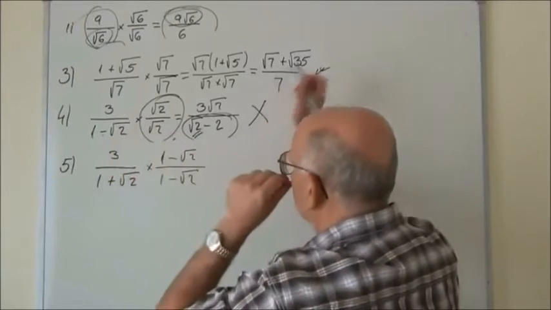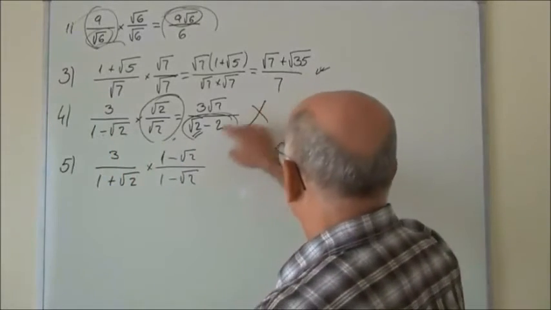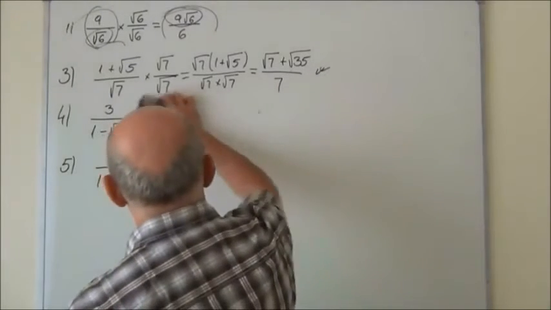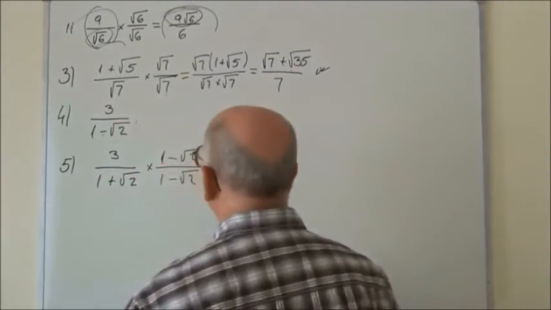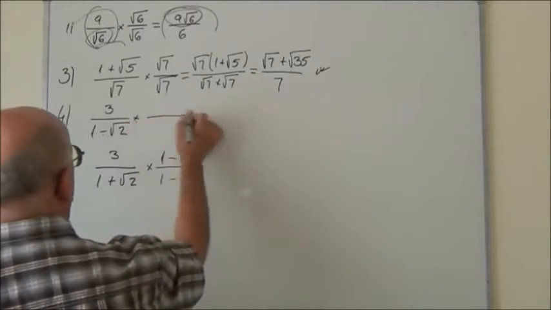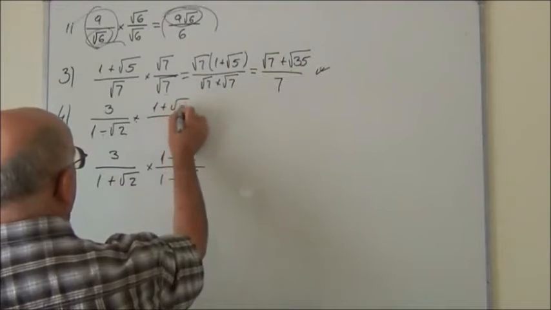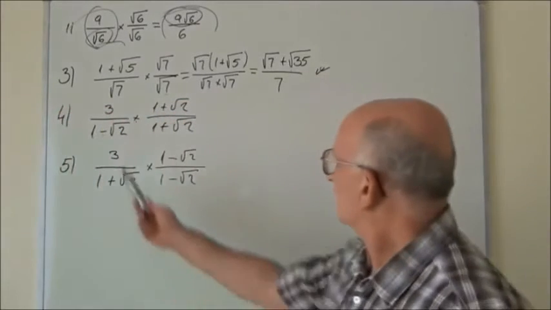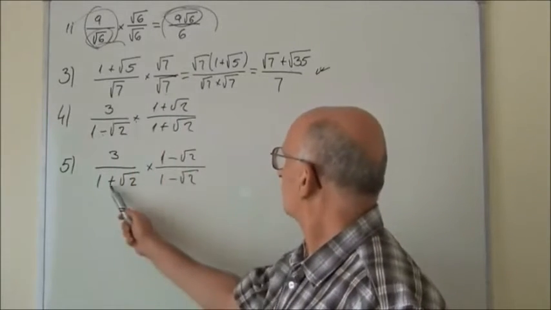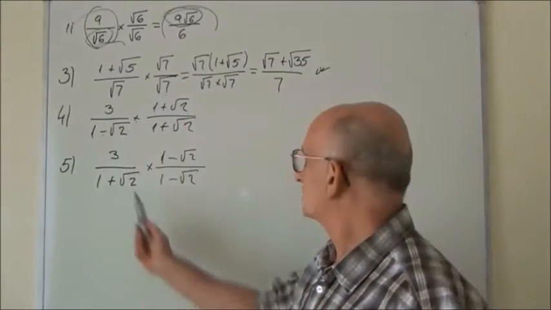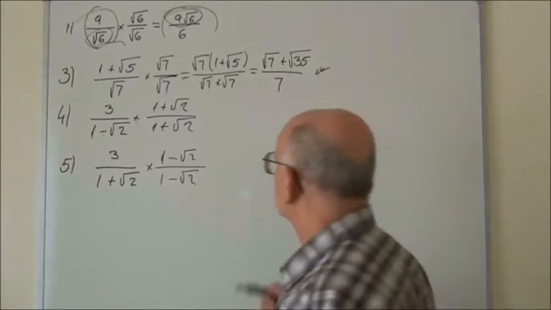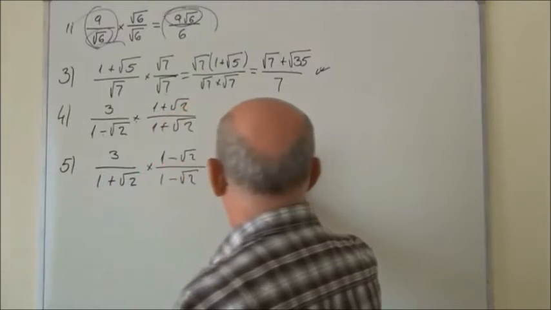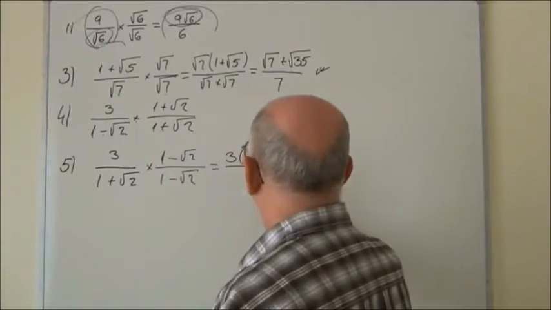This was something wrong. I told you not to do it like this. I will just write the correct way now. So multiply 1 plus root 2 by 1 plus root 2. See here, we had pluses, now we have minuses; we are always changing that sign here, and it will be 3 multiplied by 1 minus root 2.